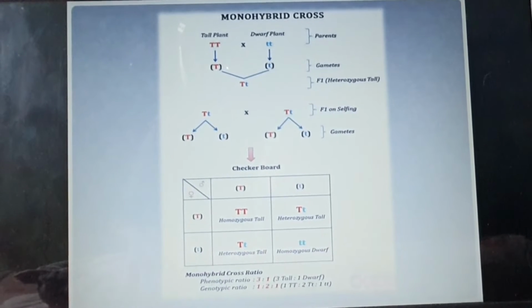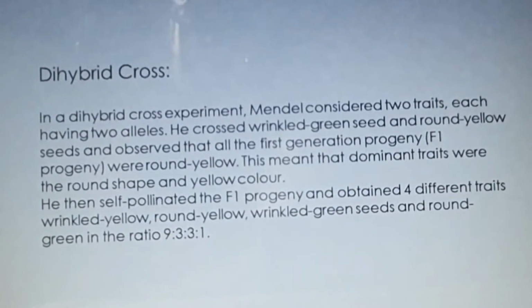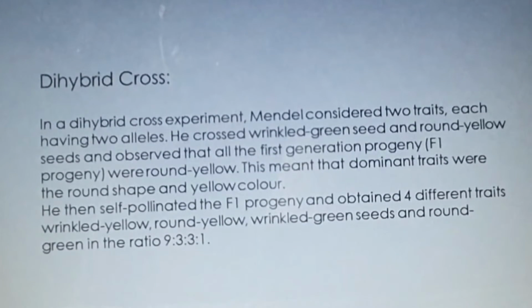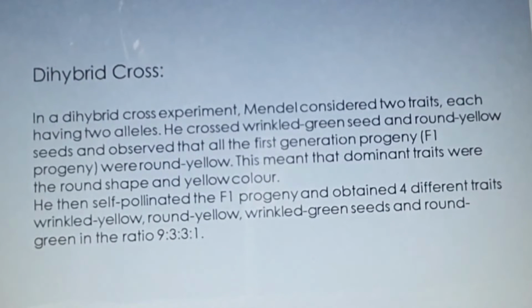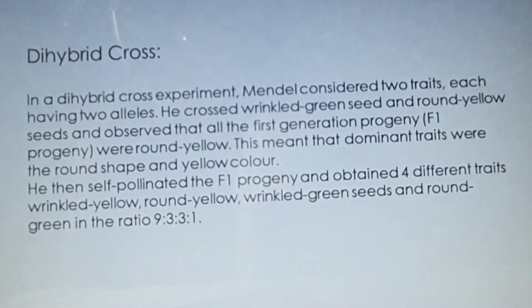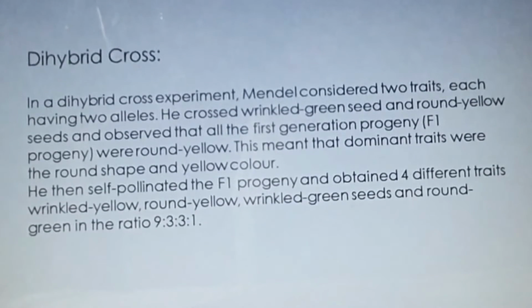After monohybrid cross comes dihybrid cross. Di means two. Similar to monohybrid cross, where he selected only one character, in dihybrid he selected two characters. One was pod shape, another one was pod color. In this cross, he selected round and wrinkled shape and green and yellow color. These were contrasting traits of the characters he selected.